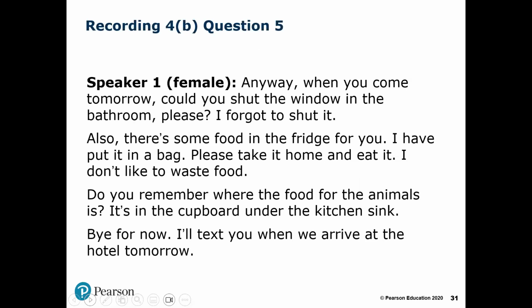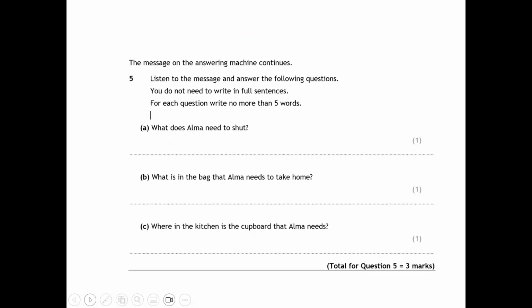4B is a little bit longer, but it's a continuation there. And you also see that there are some instructions here, but there are some slightly more complex ideas to process, you know, the cupboard under the kitchen sink, for example. So we're not just talking about a cupboard, but we're talking about the exact location of this cupboard, for example.